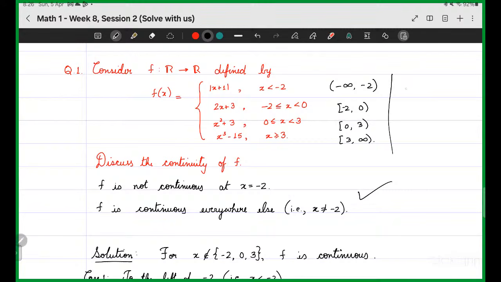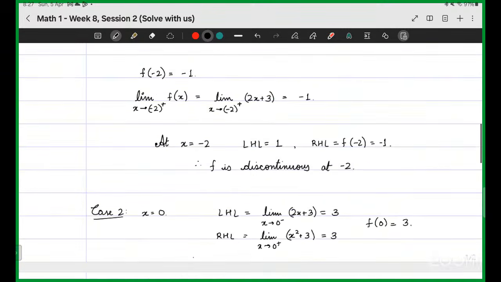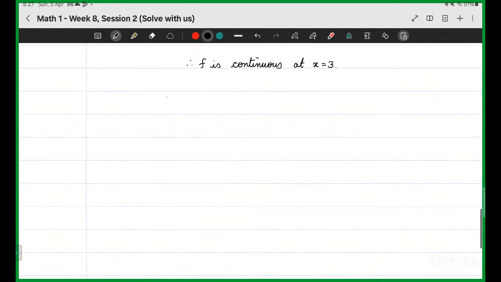The answer is differentiable at all points other than -2, 0, and 3. Sir, can you explain it now? For differentiability, I'll give you a diagram, and the theoretical proof I'll give at the end.